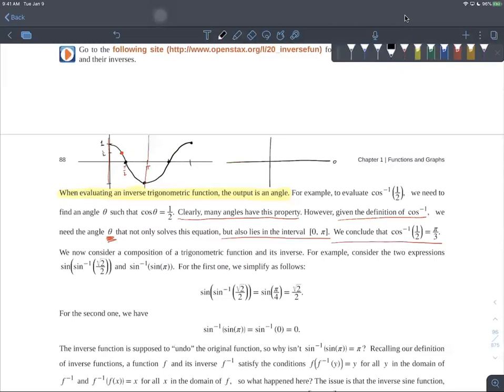Here's 0. Here's pi over 2. Here's pi, right? If we're looking at these two quadrants here, quadrant 1 and quadrant 2, then the cosine of which angle gives us 1/2? Well, from quadrants 1 and 2, quadrant 1 would give us a positive cosine. So we're looking in quadrant 1. There's some angle here in quadrant 1 whose cosine is 1/2.